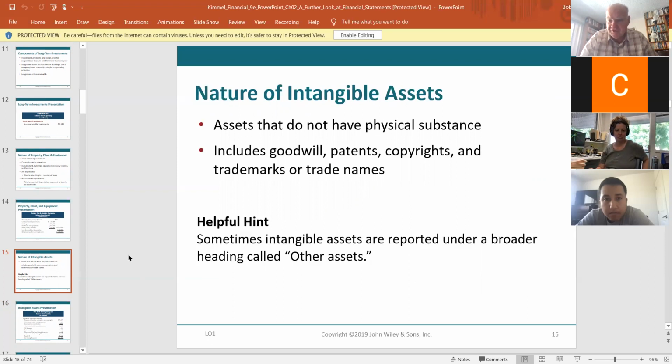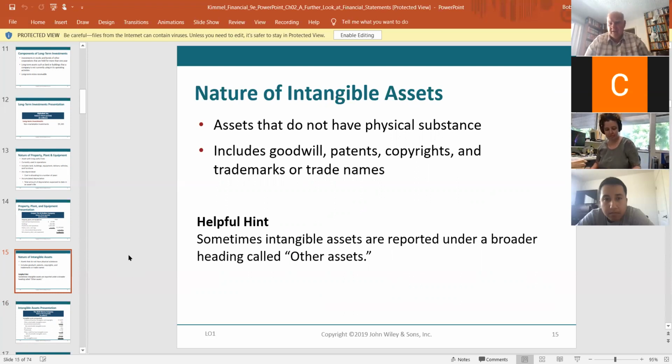They don't have physical substance. You can't see them. Goodwill, patents, copyrights, trademarks, trade names. Goodwill is what you paid in excess of the company's value. You wanted to buy my company, and we both agree the company's worth $1 million, fair value. But I'm not selling it to you for $1 million. I want $1.5 million. Well, you give me the $1.5 million. That extra 500,000 that you paid is a cost called goodwill that goes on the balance sheet.